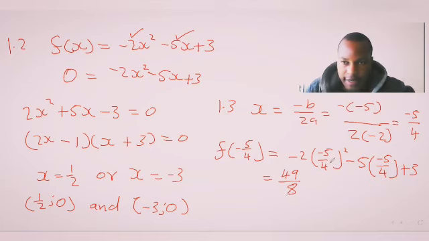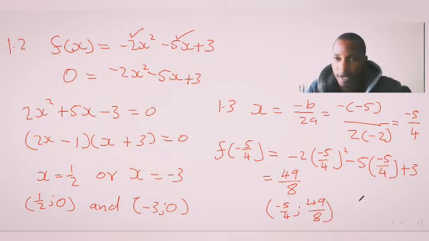So we can rewrite the coordinates of the turning point as negative 5 divided by 4 as the x coordinate, and 49 divided by 8 as the y coordinate. And that should be the solution for 1.3.